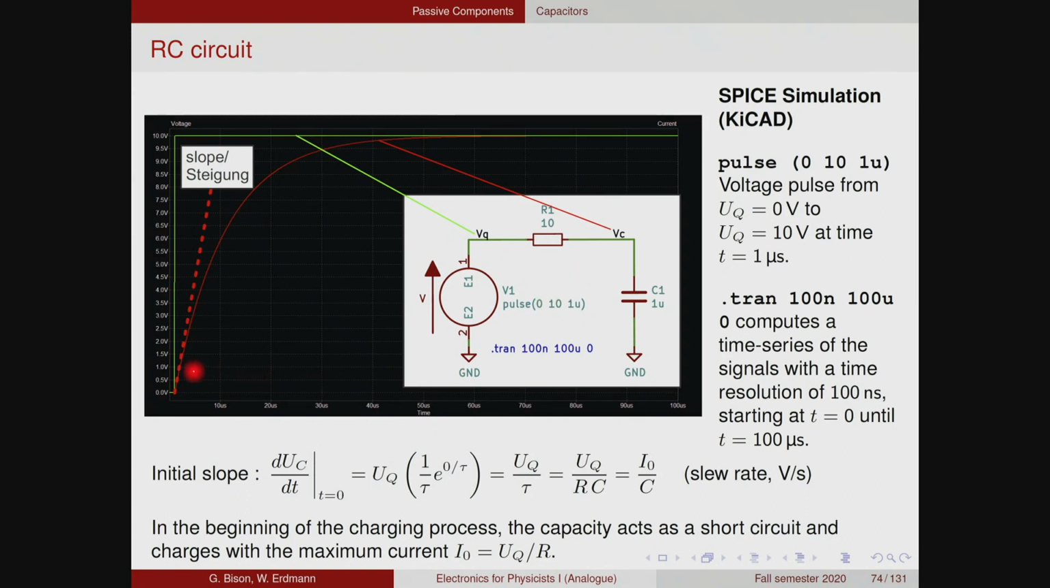An important characteristic feature of this graph is the initial slope. So how fast does the voltage rise here in the beginning? And this is easy to calculate. We simply take the formula we just had, compute the time derivative, and then we find that this is equal to the source voltage divided by RC, or the source current, the maximum current that the source can deliver, divided by C.